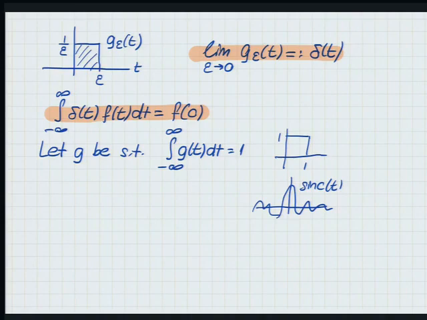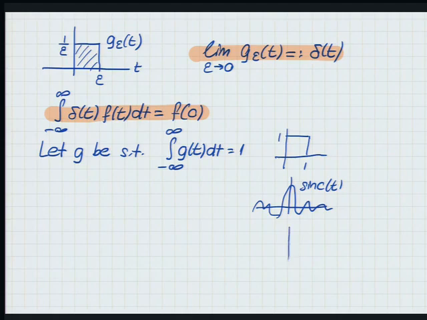So how do I know that? Because I know the Fourier transform of that, right? What is it? Sinc of t was, remember, just a pulse in the frequency domain with amplitude 1, right? So from that I know that the integral is equal to 1. So sinc would have worked.